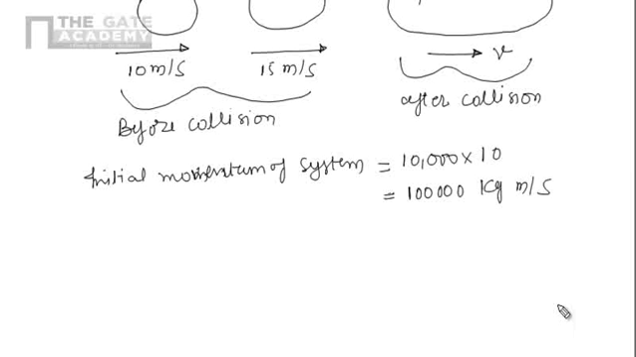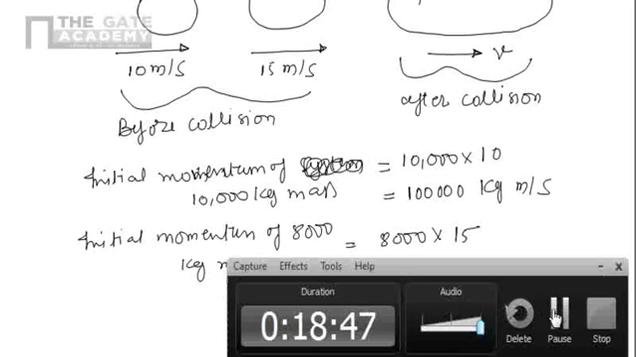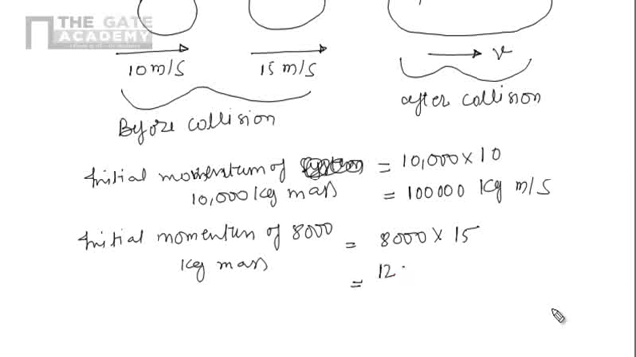Similarly, for the initial momentum of the 10,000 kg mass, and similarly, the initial momentum of the 8,000 kg mass will be mass, that is 8,000, into speed, which is 15. So it will come around 120000 kg m/s.